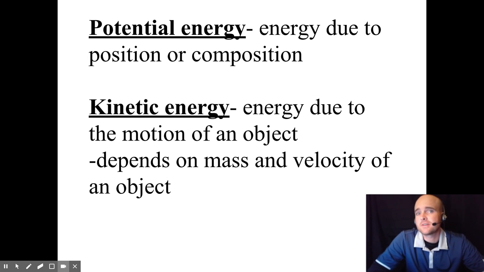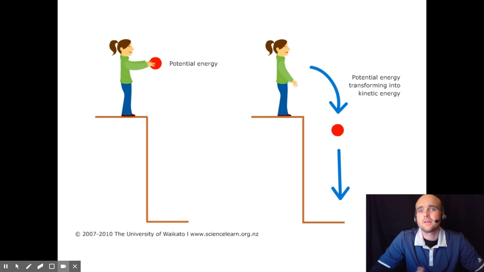Chemistry focuses on two different types of energy: potential energy, due to the position or composition, and kinetic energy, due to the motion of the object. So kinetics means motion, so that's what we're talking about. Simply, it's shown by this girl dropping a ball.